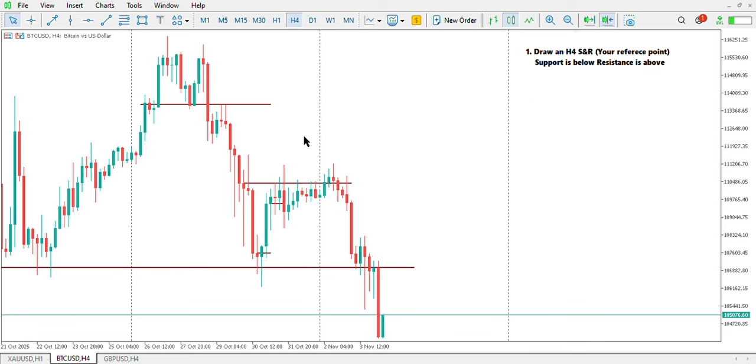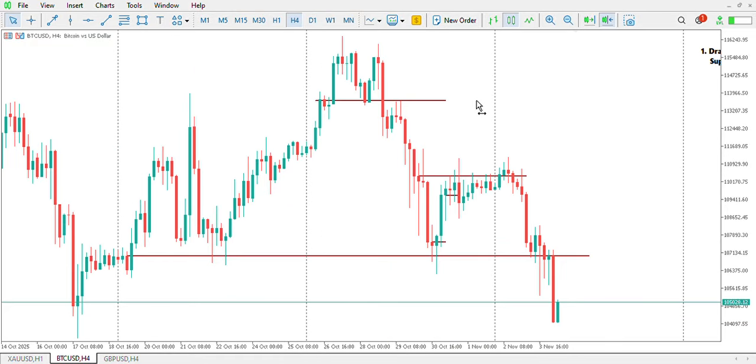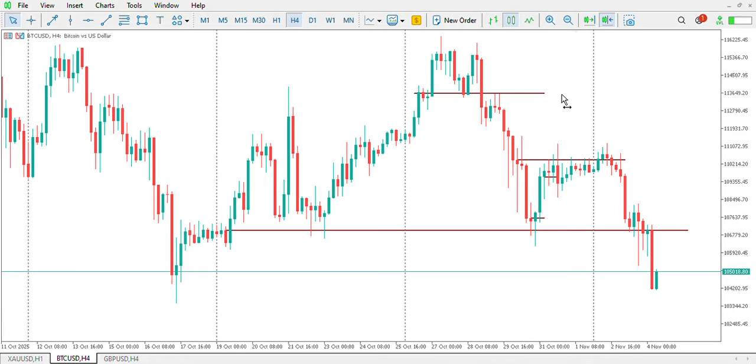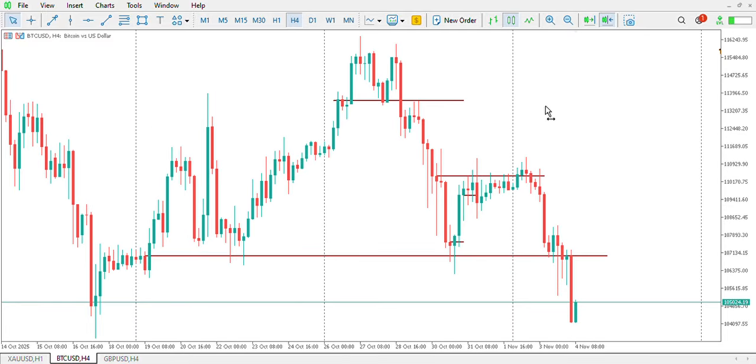Okay, good morning, guys. I want us to have a look at a very simple strategy. This strategy takes out a lot of thinking, so it is something that you can use and really get going very quickly. Now, it's that simple.